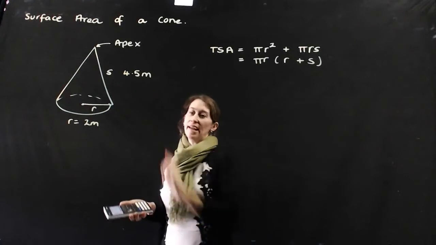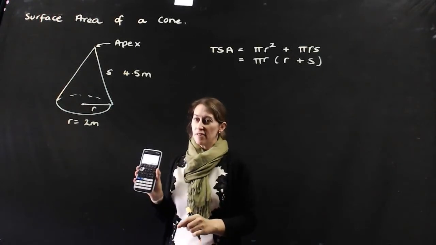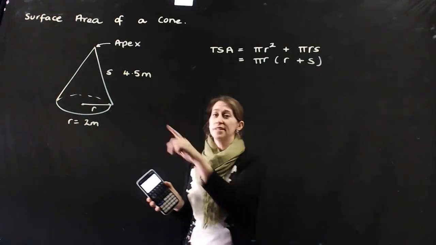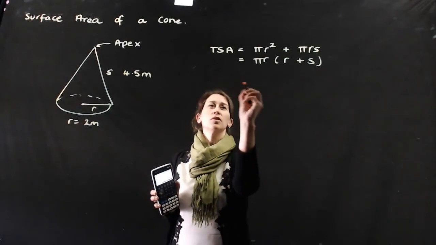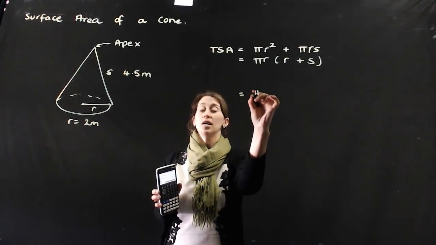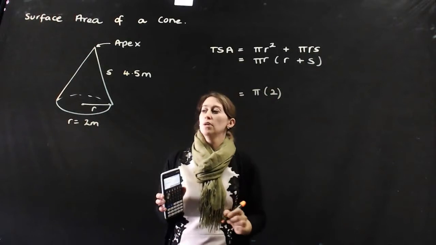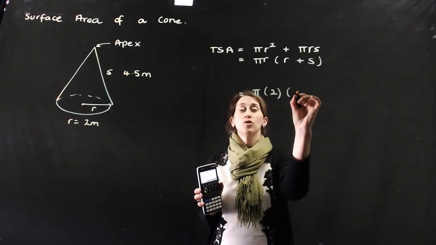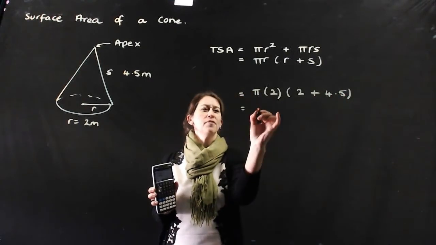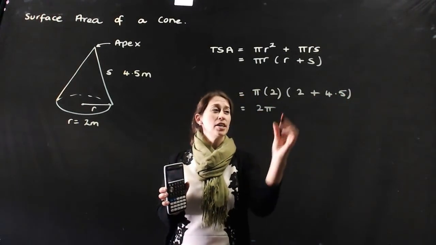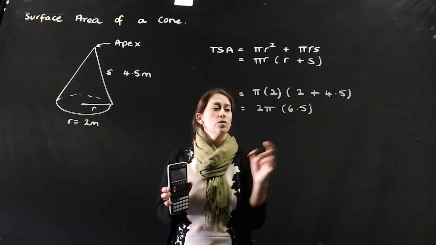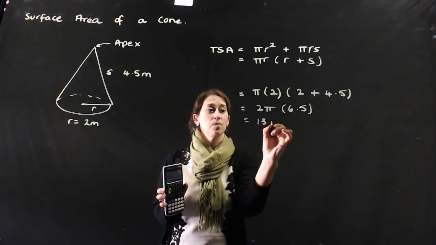Okay, so I've given the slant height 4.5 meters, and the radius is 2 meters, and I'm going to work out the total surface area of this cone. So substituting those values in, I'm going to use the second version of the formula. I get pi multiplied by 2 multiplied by 2 plus 4.5. So simplifying that, that's 2 pi multiplied by 6.5. Well, I guess that's 13 pi.